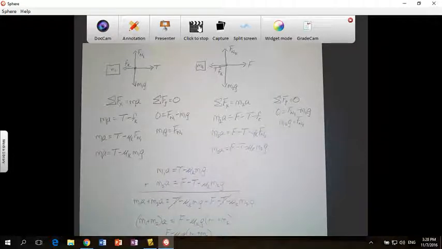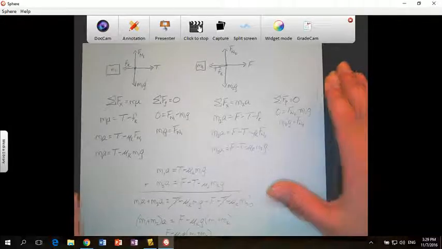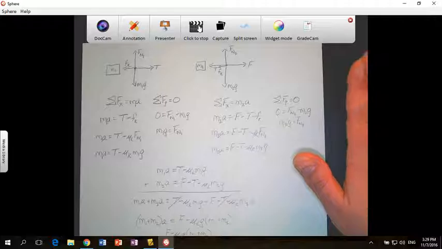WebAssign homework, I think it's in 4.3, when you've got systems of masses. And so I just wanted to demo a way to solve these problems, and you can apply this even when there's a pulley and things later. It first asks you to draw free body diagrams for each block.